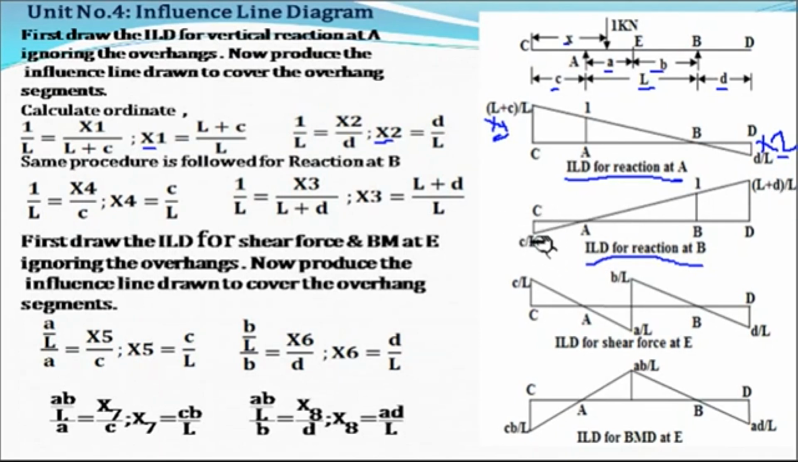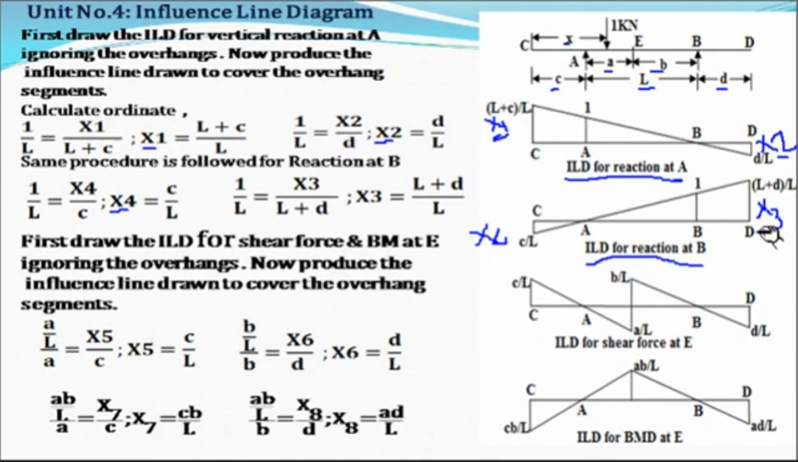Now we'll name this ordinate as x4, and we'll name this ordinate as x3. Now to find out x4, we'll consider this triangle. Now 1 will be equal to x4. Now length AB, which is L, is equal to length AC, which is C. So L will be equal to C. So from this we'll get the value of x4, that is C upon L.